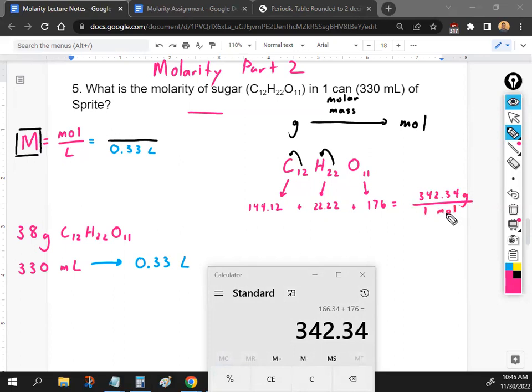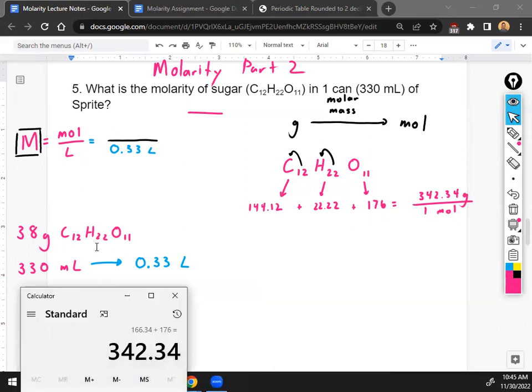Okay, if you got 342, that's fine. As long as you got something close to that, you're good. So if you got 342, 342.3, 342.34, anything close to that value is okay. Alrighty, any questions on the molar mass part?